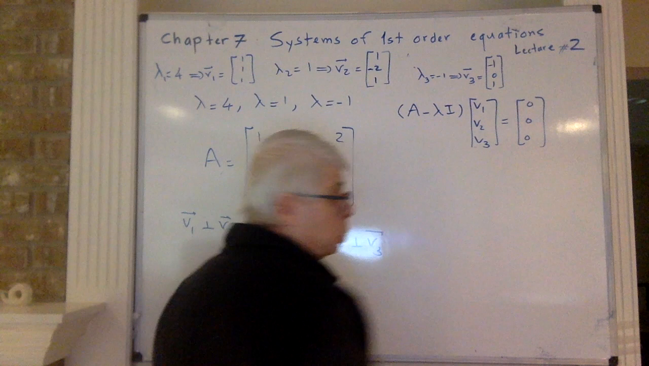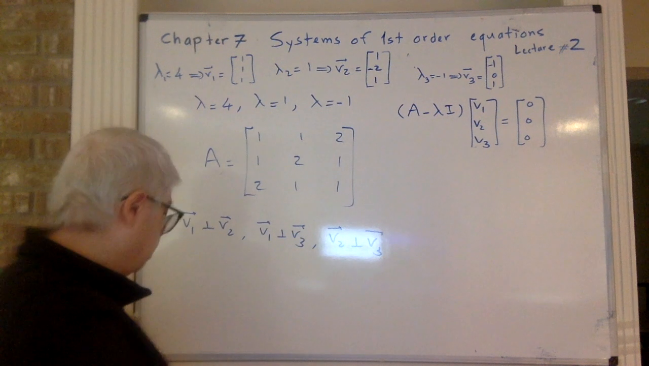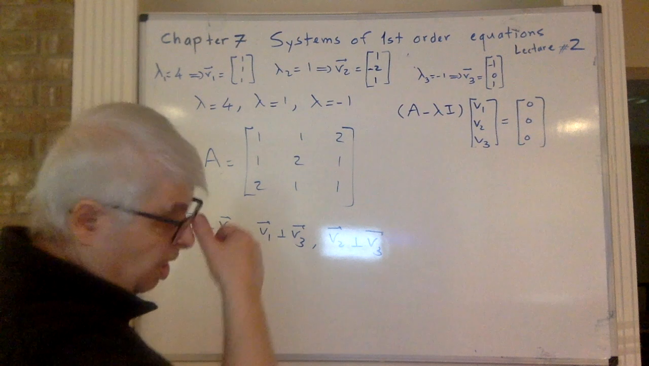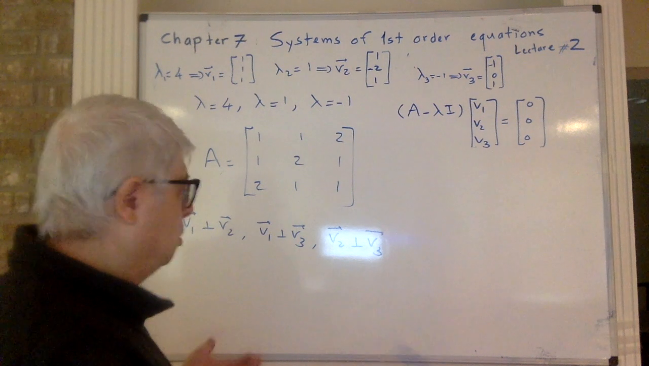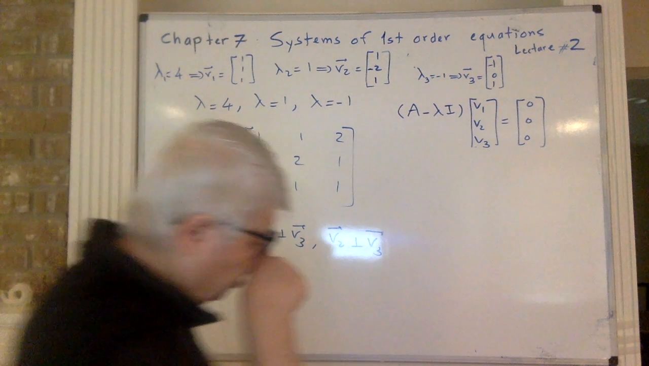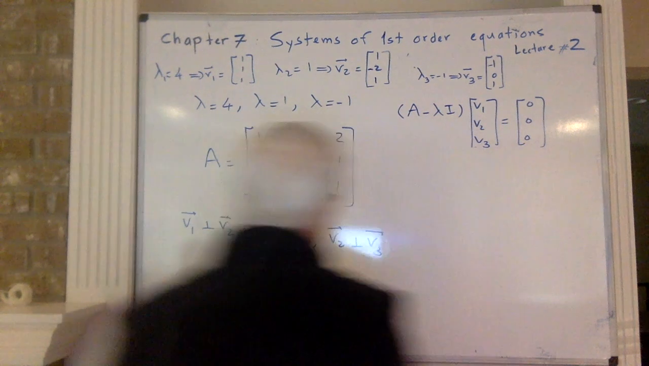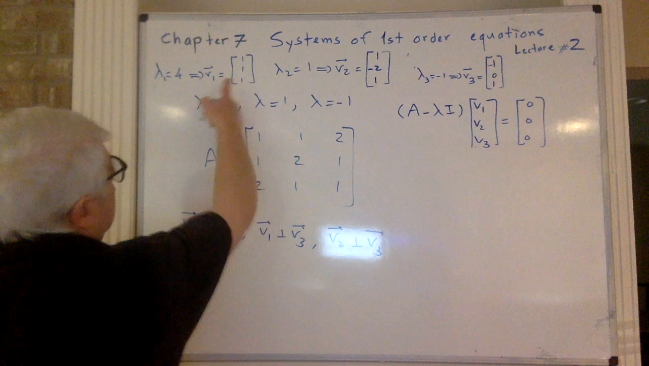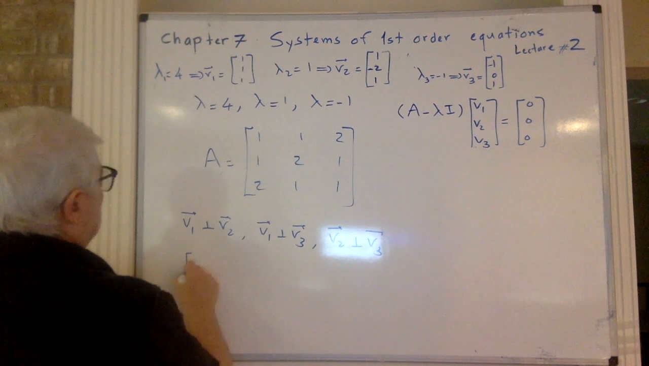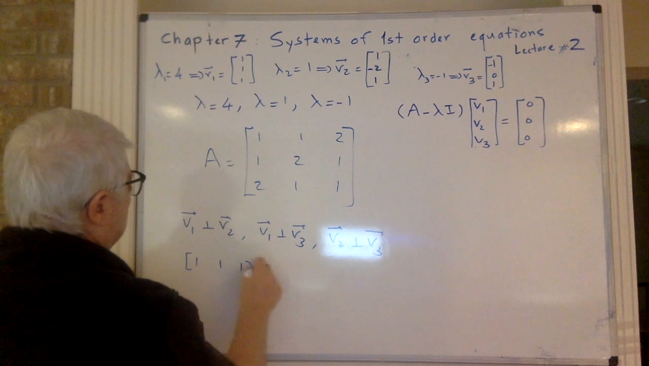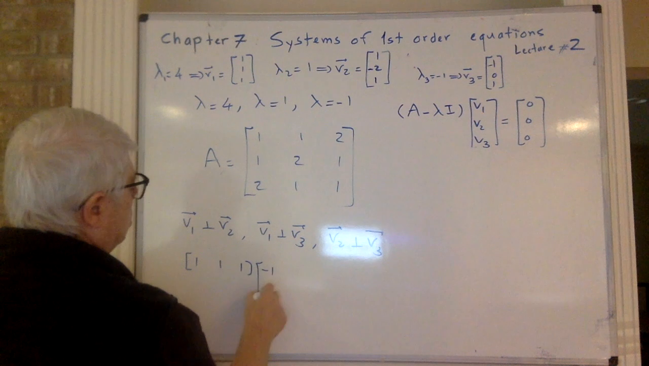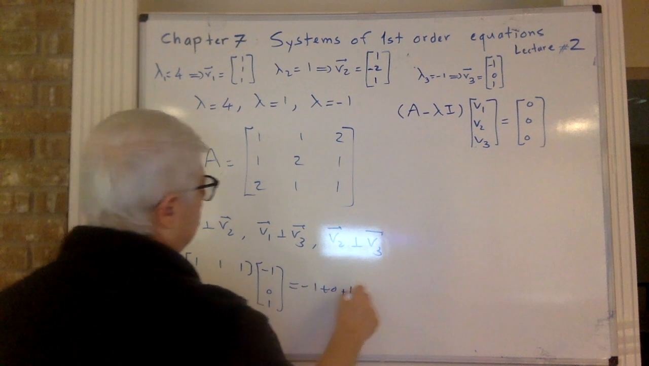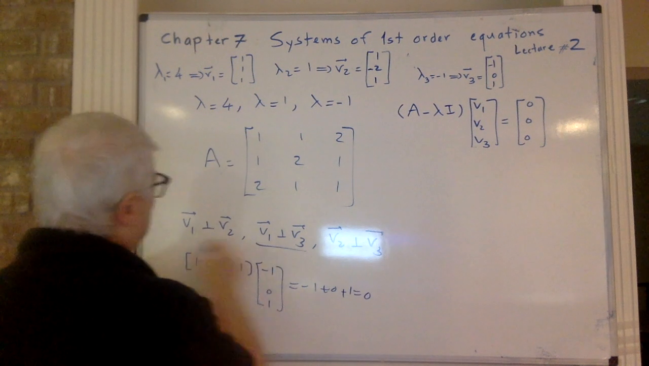Now it's good to check that. If you have a symmetric matrix, then check and see if they are orthogonal. It's like checking that they are correct. Well, I'm not saying correct, it's a good check. So this one, 1, 1, 1, dot this one, minus 1, 0, 1, is minus 1 plus 0 plus 1, which is 0. So this one is also correct.